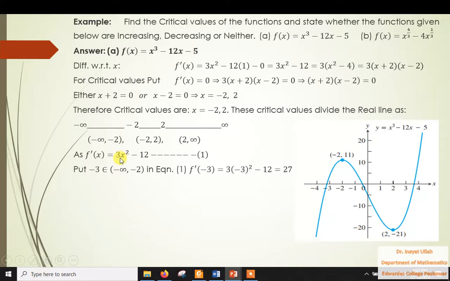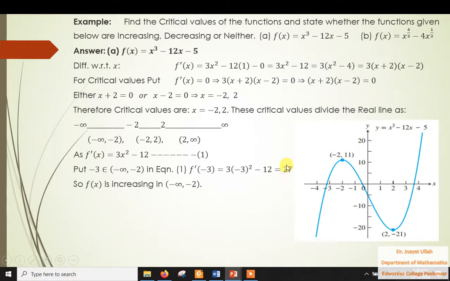That will become 3 into minus 3 whole square minus 12. Minus 3 whole square is plus 9. Plus 9 into 3 is 27. 27 minus 12 is 15. So this is 15, not 27. Correct this number, that is 15, not 27.